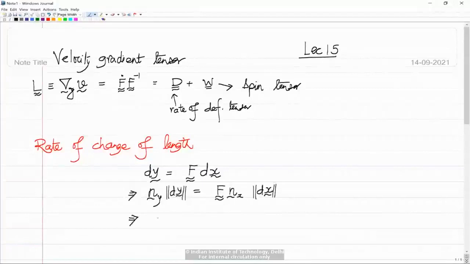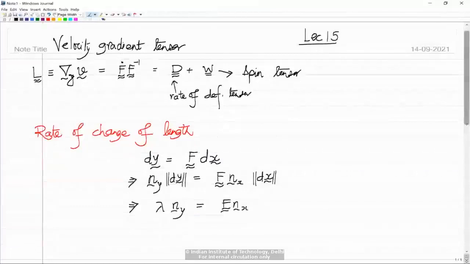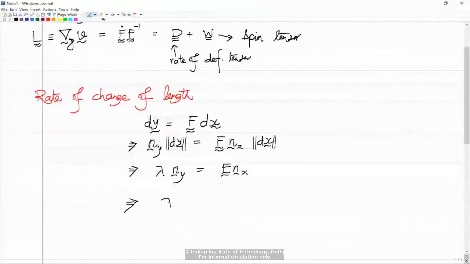And from here you also see that if you bring this dx to the left hand side, then you have magnitude dy by magnitude dx, which is the same as lambda. So we had derived that lambda times ny is equal to F into nx. So this is something we have derived already. From here we can also get lambda squared, that's F nx dot with F nx. Again we have derived this, and this lambda squared is the stretch of the line element which was originally in the direction of nx. So that's the meaning of lambda squared.